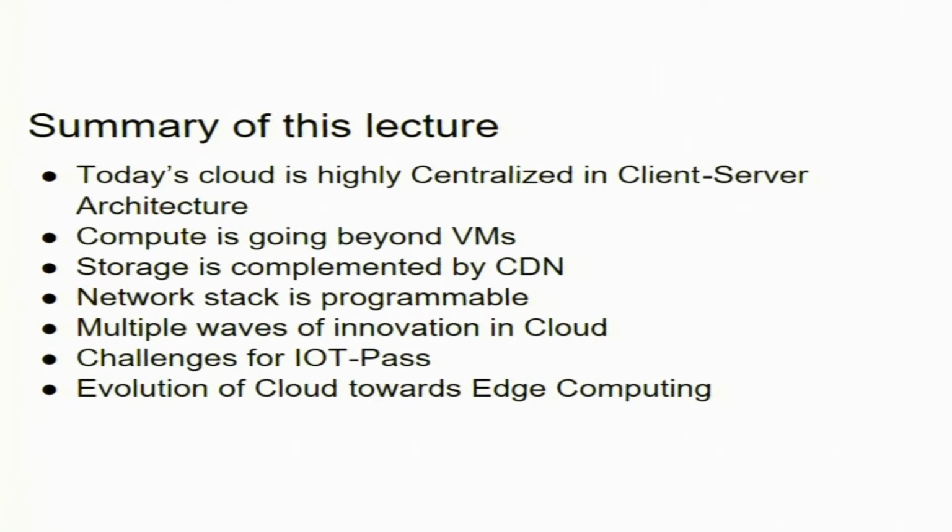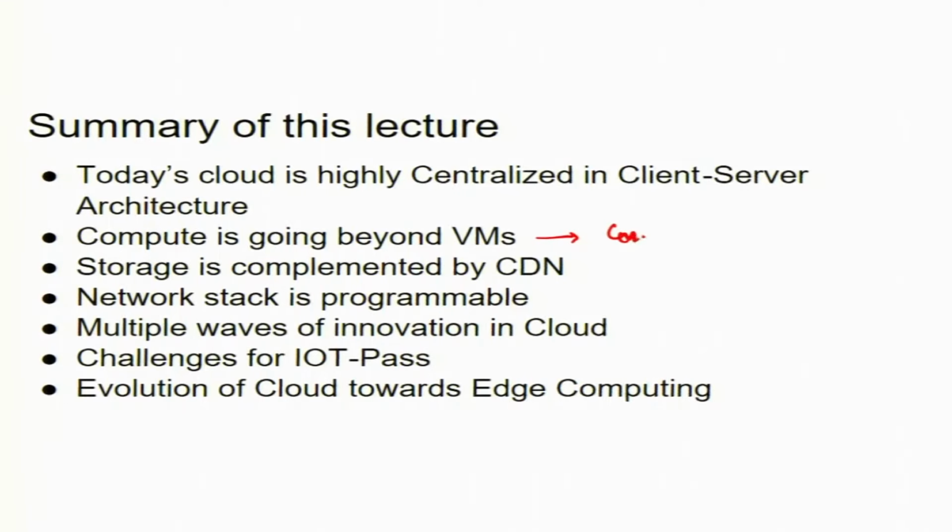So, let us summarize this particular lecture. Here we have understood about today's cloud, which is the classical cloud, which is highly centralized and a set of resources in terms of compute, storage and the network, and often is categorized as the client server architecture of the classical cloud. Then we have seen that the compute which is being provided with the help of the technique called the virtual machine in the classical cloud is going beyond that. What is that beyond? It is called the containers. We have seen that beyond virtual machine is the containers. So, nowadays to support this IoT PaaS, a new technique other than virtual machines, the containers, is used.